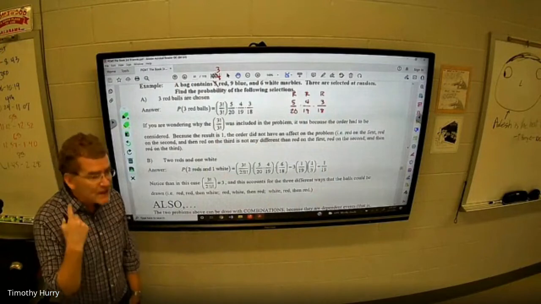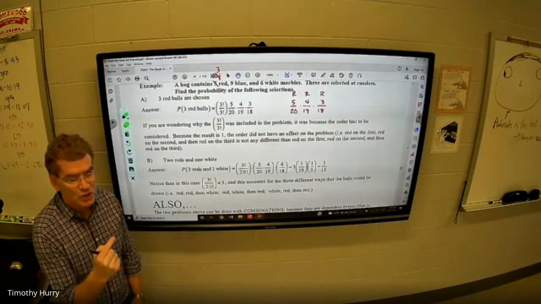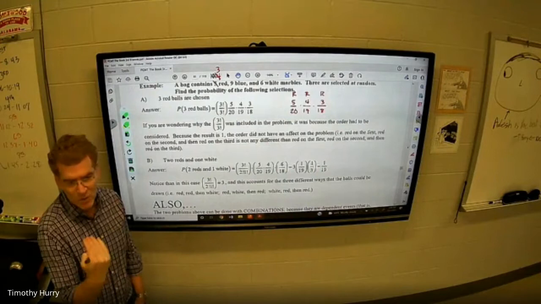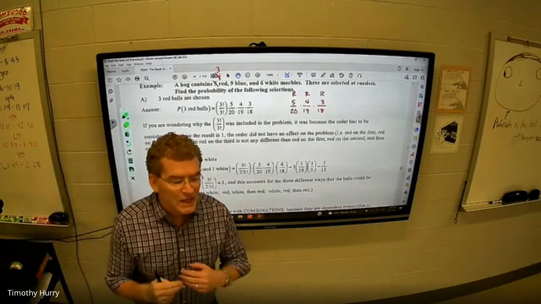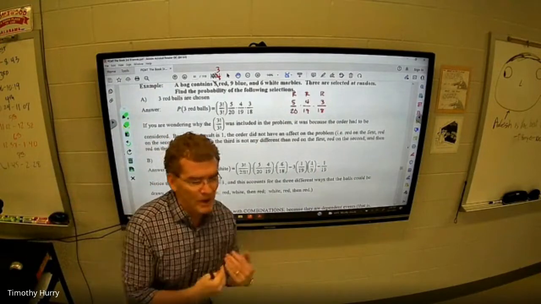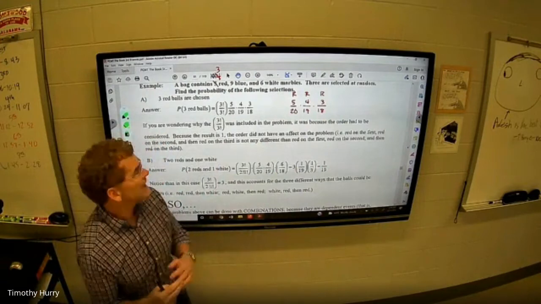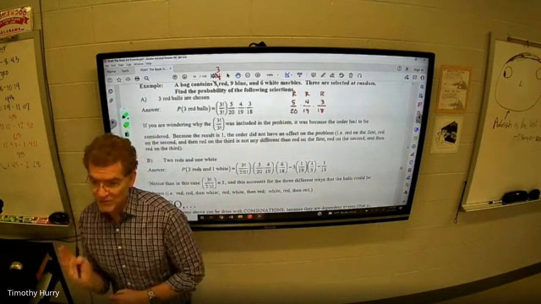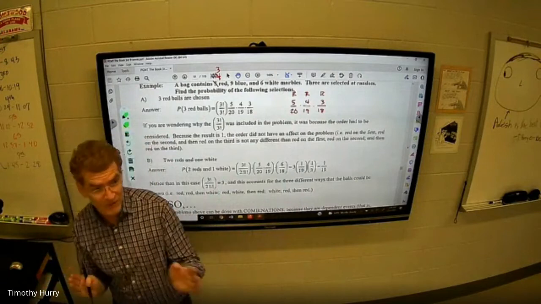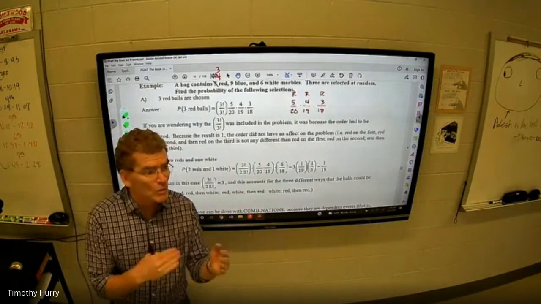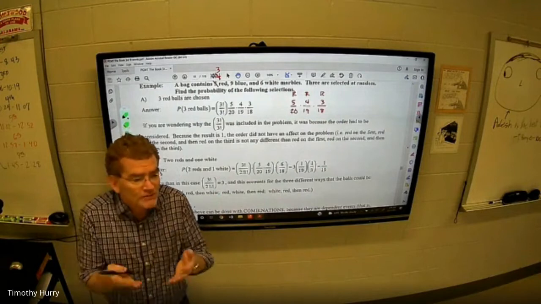But what I failed to even think about was the fact that the red balls could be taken in different orders. Bottom line is, it's not going to show up in this problem because red, red, red is the same as red, red, red. But if I had 2 reds and a blue, red, red, blue is different than blue, red, red, isn't it? So the order in which something could have happened could have affected this outcome.